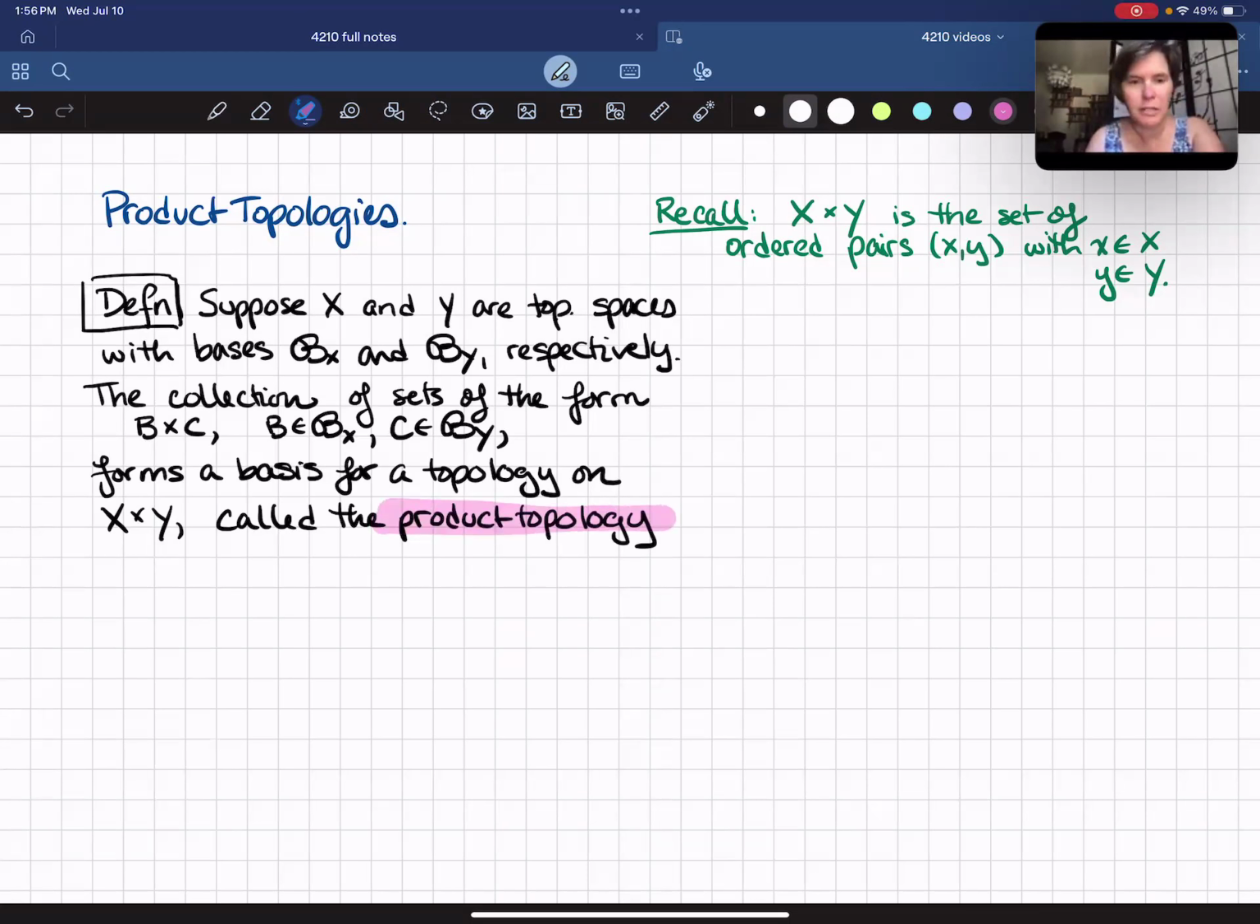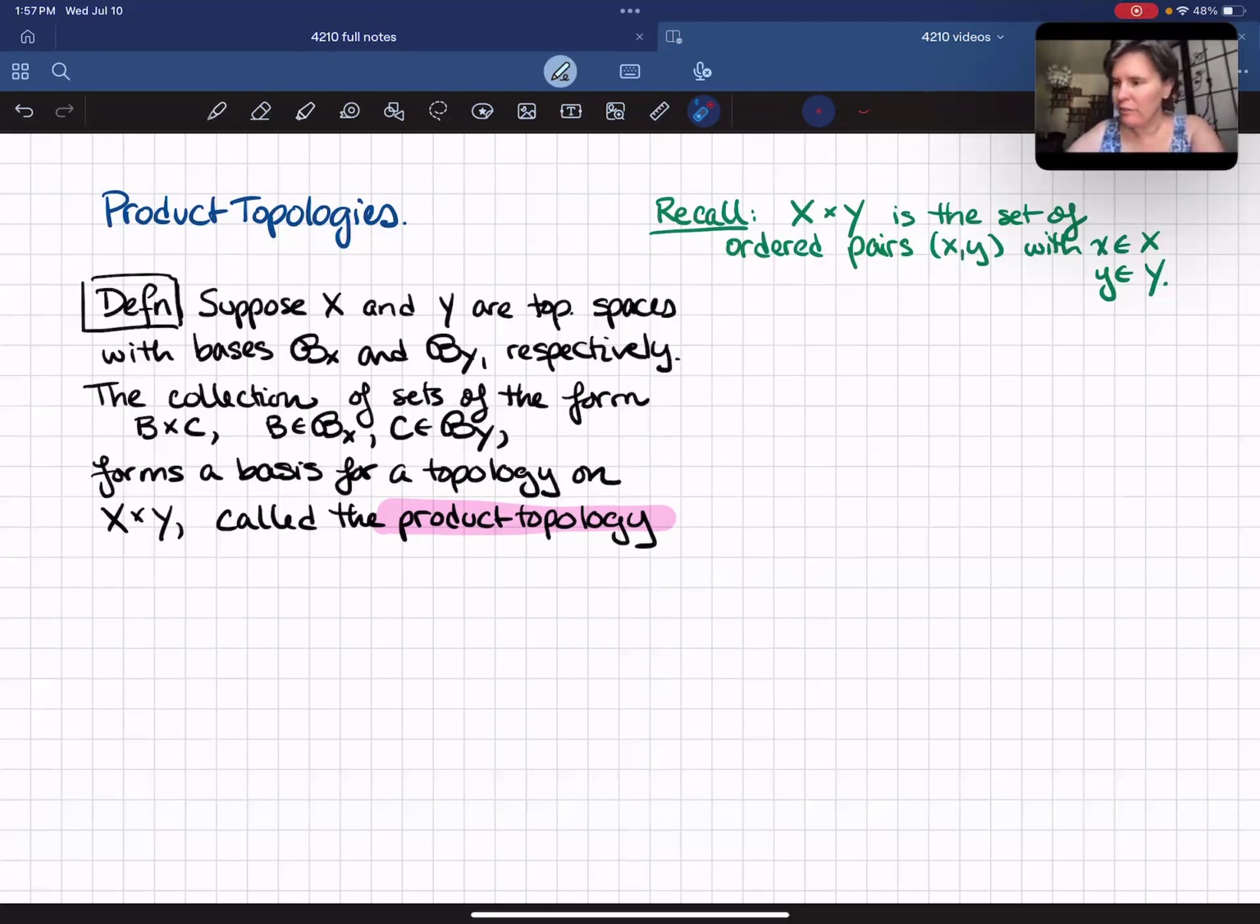Now, I've called this a definition, but it's sort of hiding a theorem in it. It's hiding the fact that I say here that this collection of sets of the form B cross C forms a basis for a topology. That actually needs proof. We would need to check that it satisfies the definition of a basis. But I'll leave that for you to do. Okay, so that is my product topology.